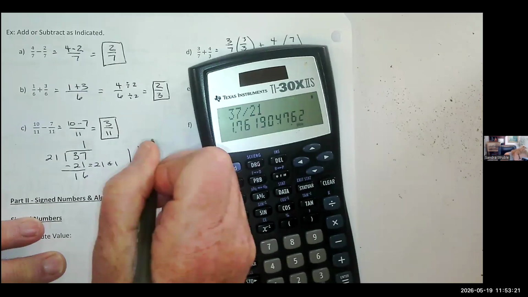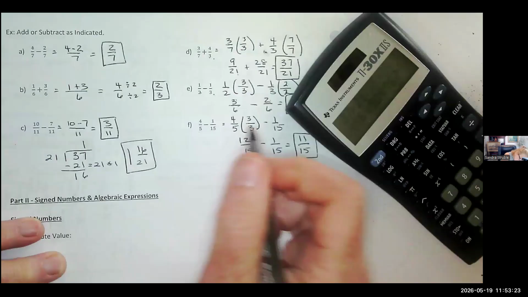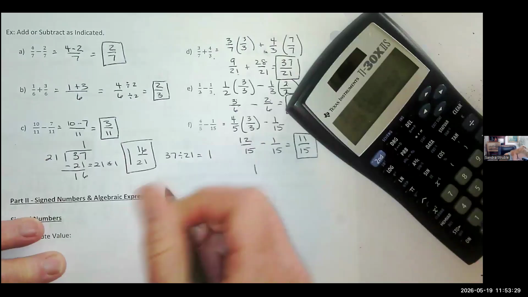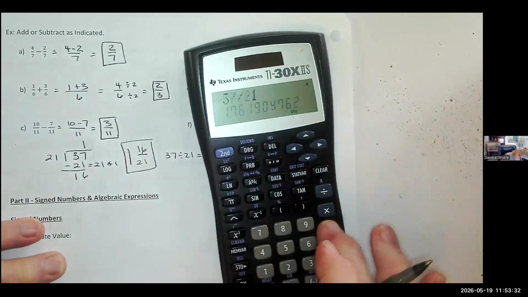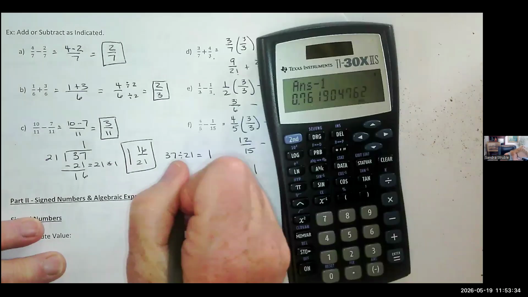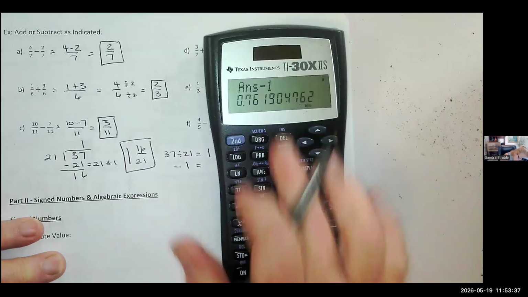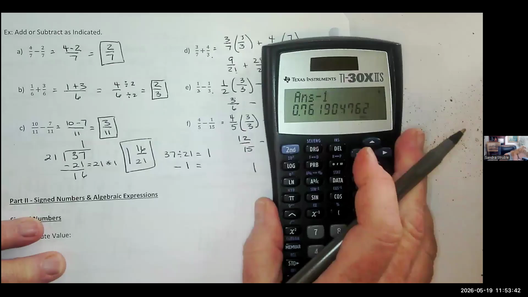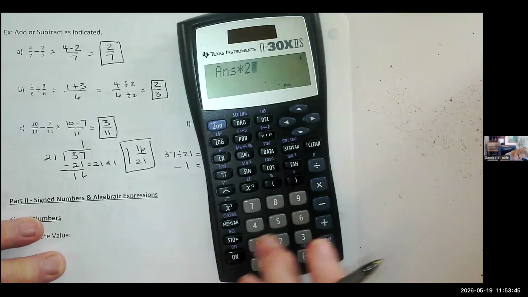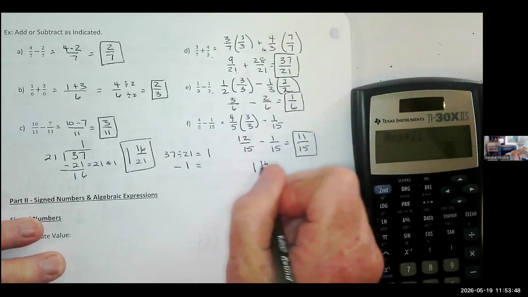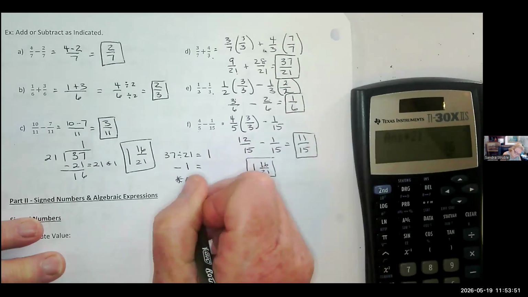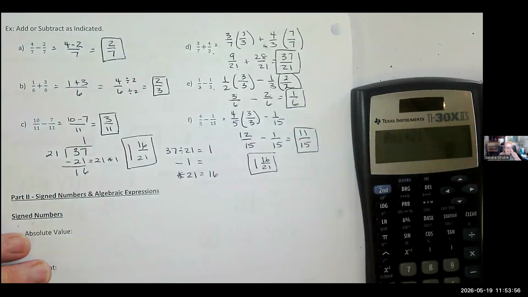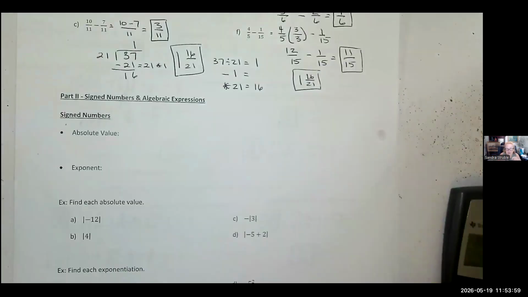Or you can take 37 divided by 21, you get your 1, and then you have to subtract the 1 from the number in your calculator, and you get 0.7619, and so on. Multiply that by your 21, and you get your 16 over 21. Okay, either way, whichever you feel most comfortable with. If it's neither, pick one, learn it, use it.